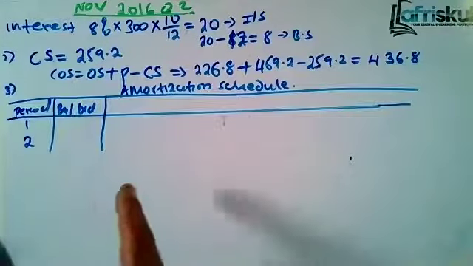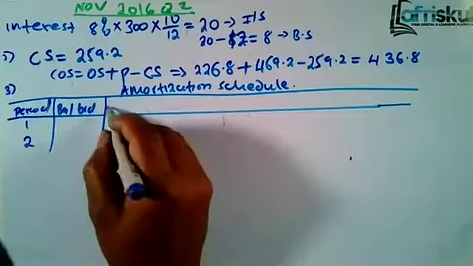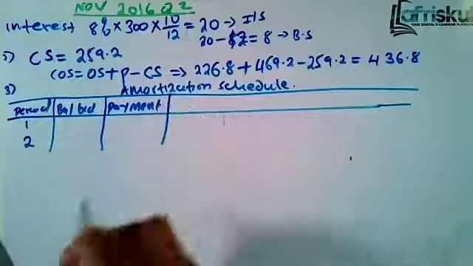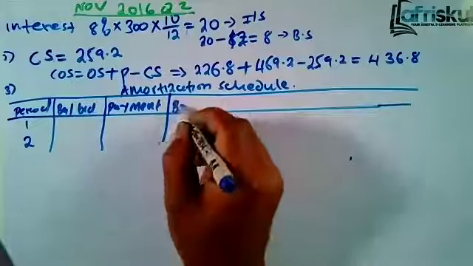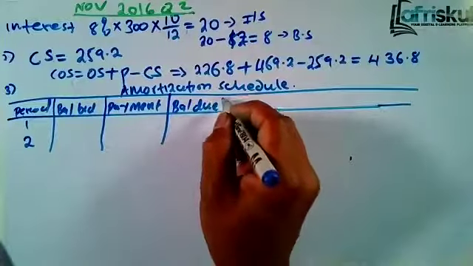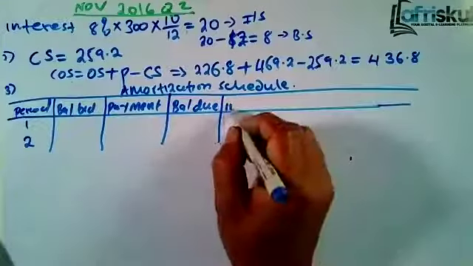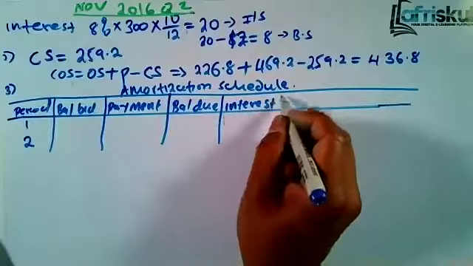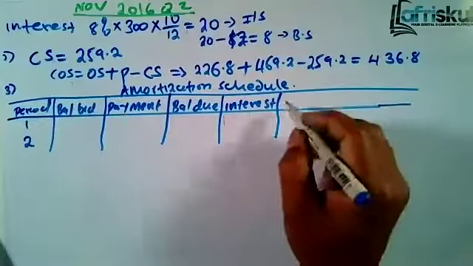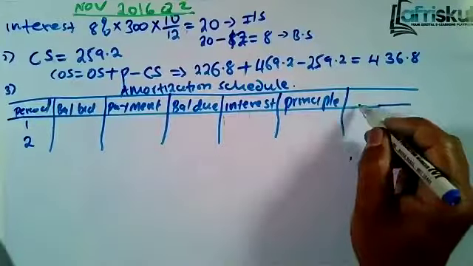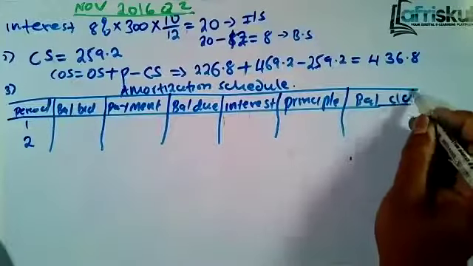Then in this case, we are paying in advance. So that means you start with the payment. After you pay, now you can determine the balance due. To get the balance due, now you can determine the interest for the period. To determine the interest, now determine the principal, and now finally you can get the balance carried down.